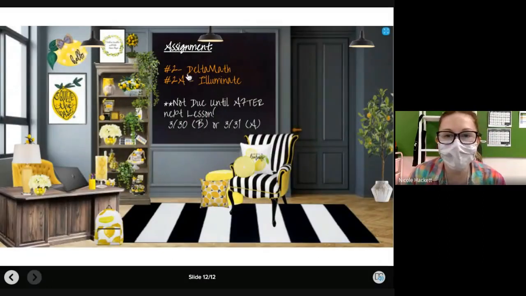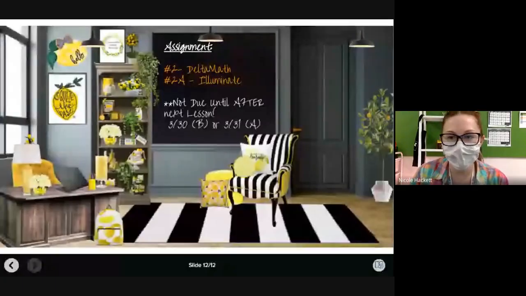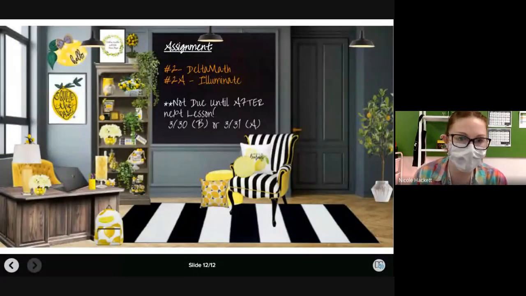So you have 2 different things here of Delta Math and Illuminate. They are not due until after our next lesson. So I would first highly suggest starting this new assignment, starting the quiz, so you see what's there. If you have questions, you can come to Acceleration on Friday. But don't save this for the last minute, or you won't finish on time. It's just too much. You'll be very overwhelmed if you wait, but it's definitely doable if you start right away.